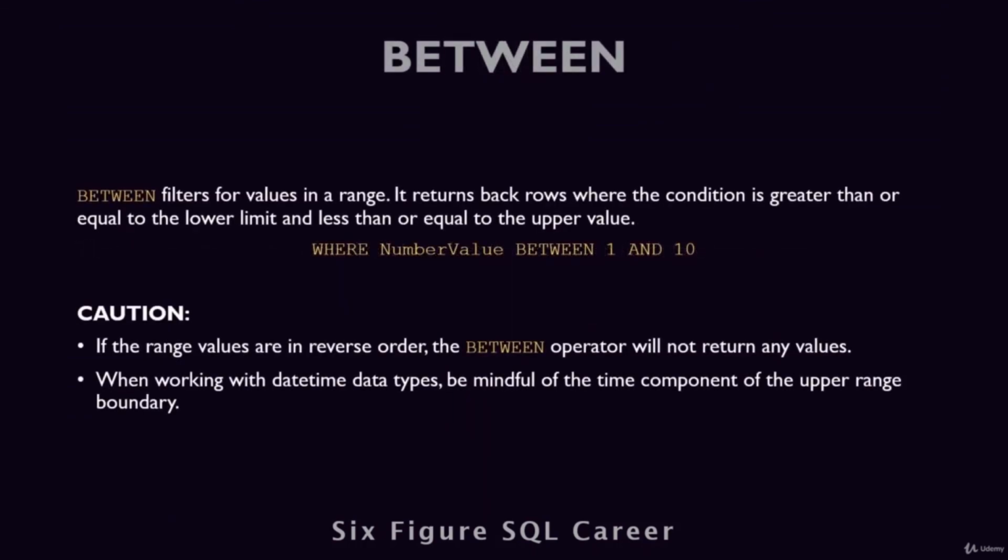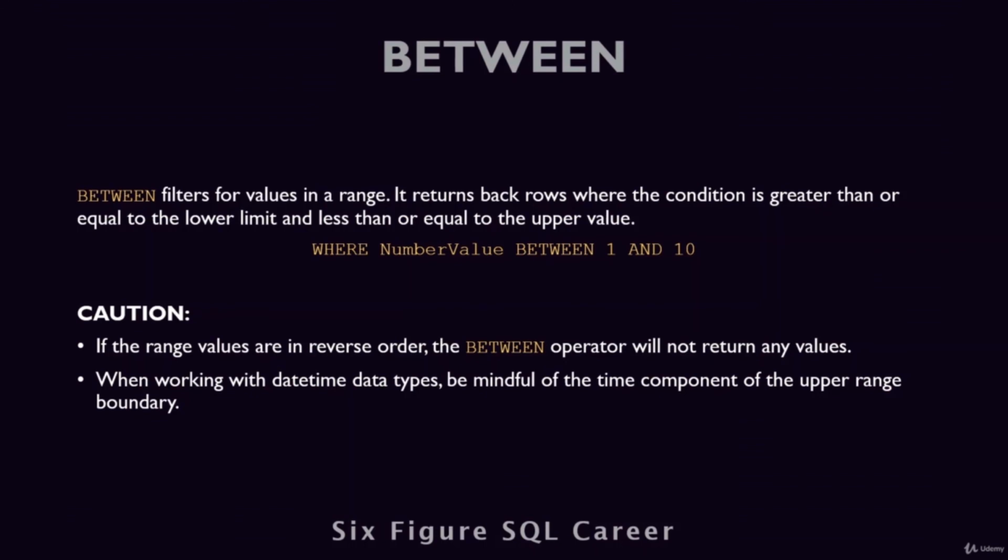The next logical operator is between. Between filters for values in a range. It returns back rows where the condition is greater than or equal to the lower limit and less than or equal to the upper value. For example, where a number value is between 1 and 10, it will return back all the rows where that particular column, the number is 1, 2, 3, 4, 5, 6, 7, 8, 9, or 10.